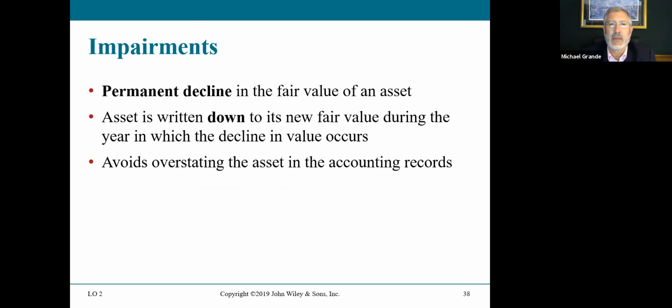Impairment is a permanent, not a temporary, decline in the fair value of an asset. The asset is written down to its new fair value during the year in which the decline in value occurs. This avoids overstating the asset in the accounting records. If there's a permanent impairment, you need to write it down in the year it happens.